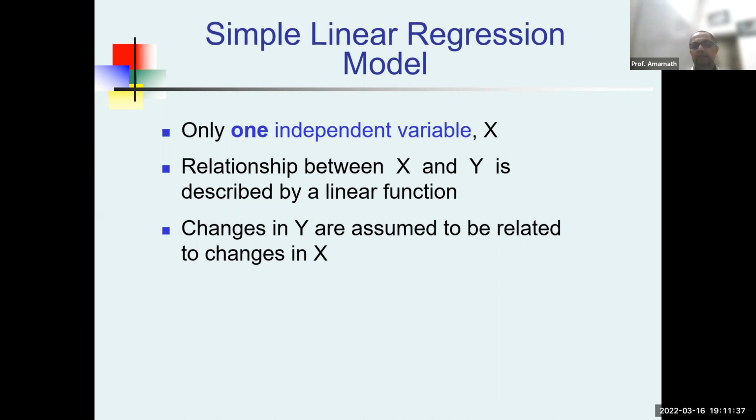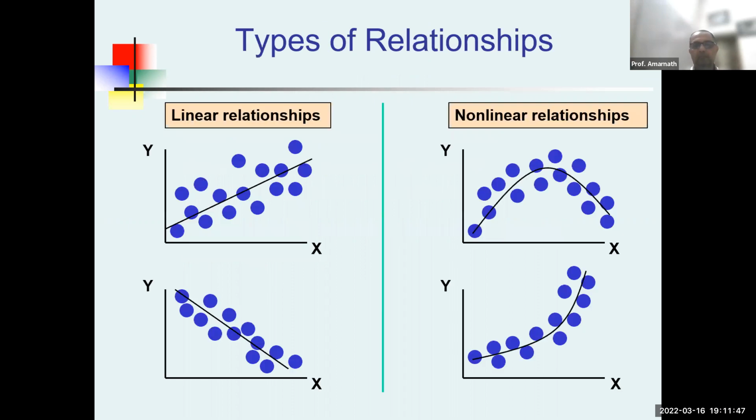The relationship between x and y is described by a linear function. Changes in y are assumed to be related to changes in x. That's what we understand about this model. So how are the linear relationships? We plotted some of these things in our mathematics class, though of course we didn't give emphasis to this. But yes, when we had a linear relationship, we always got a linear regression form. When it had a nonlinear relationship, we fitted a polynomial curve, a quadratic curve, or whatever it is.